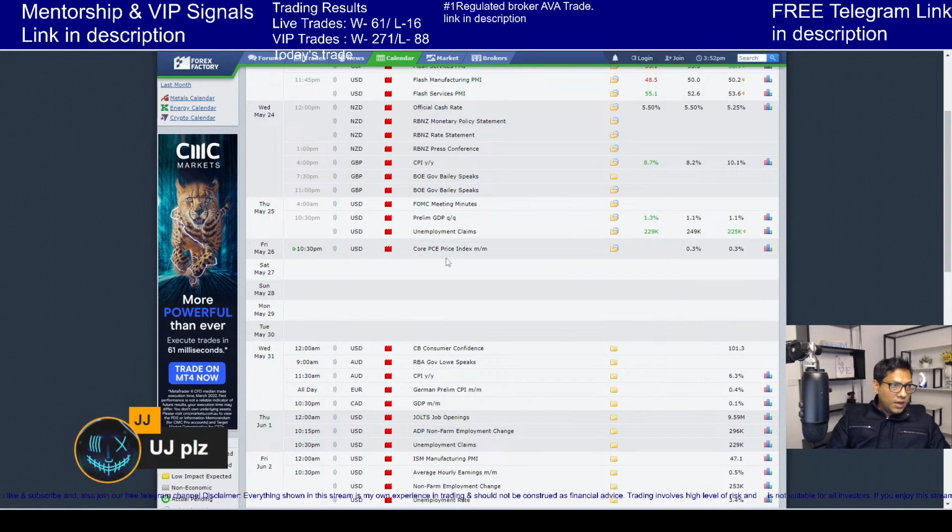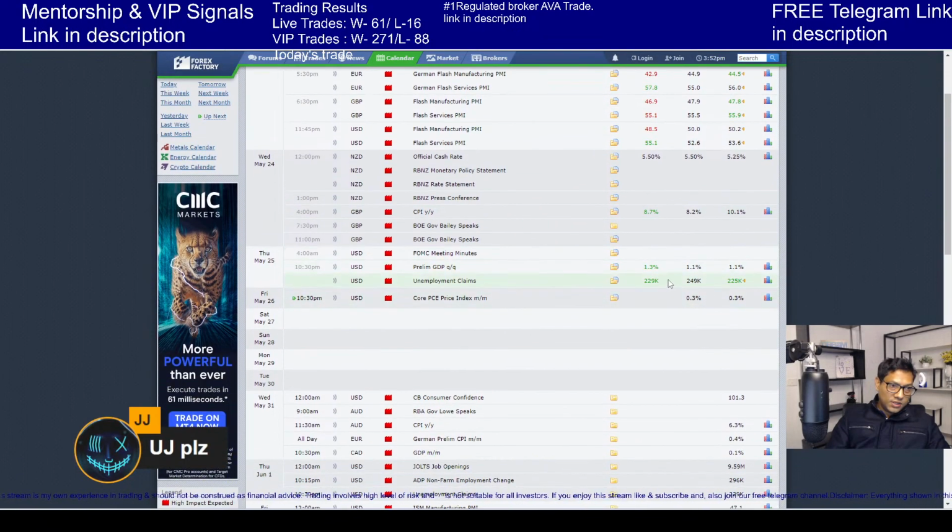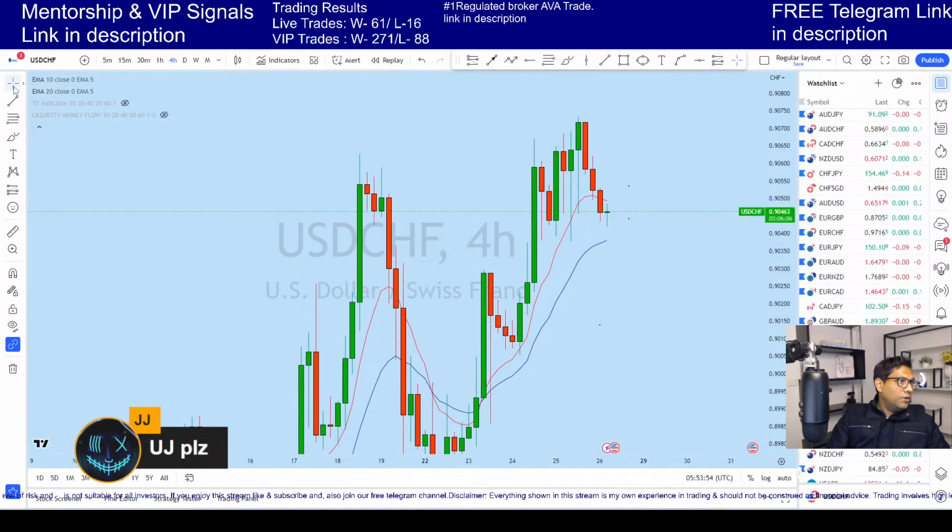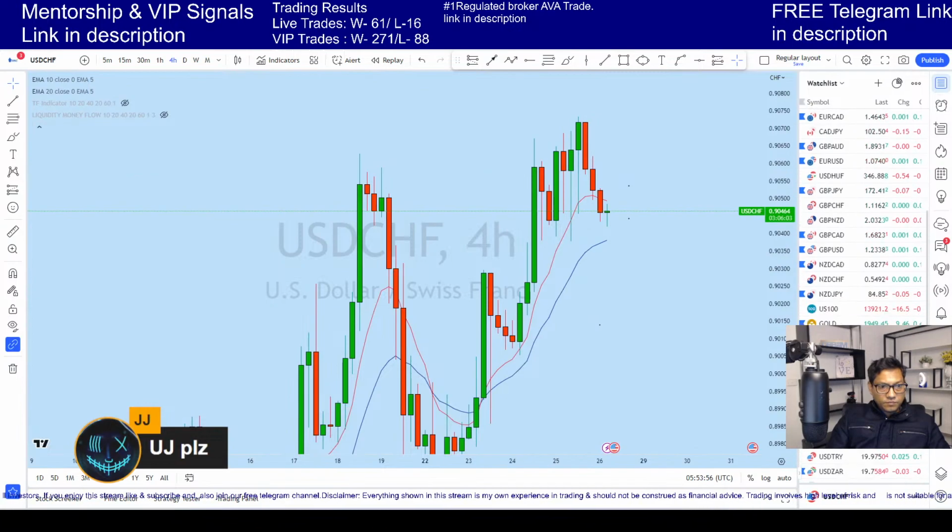Now this is the dollar, and 0.3% is expected. If this stays at 0.3%, or if the result is bigger than expected, we could see DXY getting stronger again. Yesterday's news really impacted DXY, and that's why we saw gold break the support. We will cover this news in the live session, so make sure you stay tuned. Let's see how dollar Swiss franc is doing.